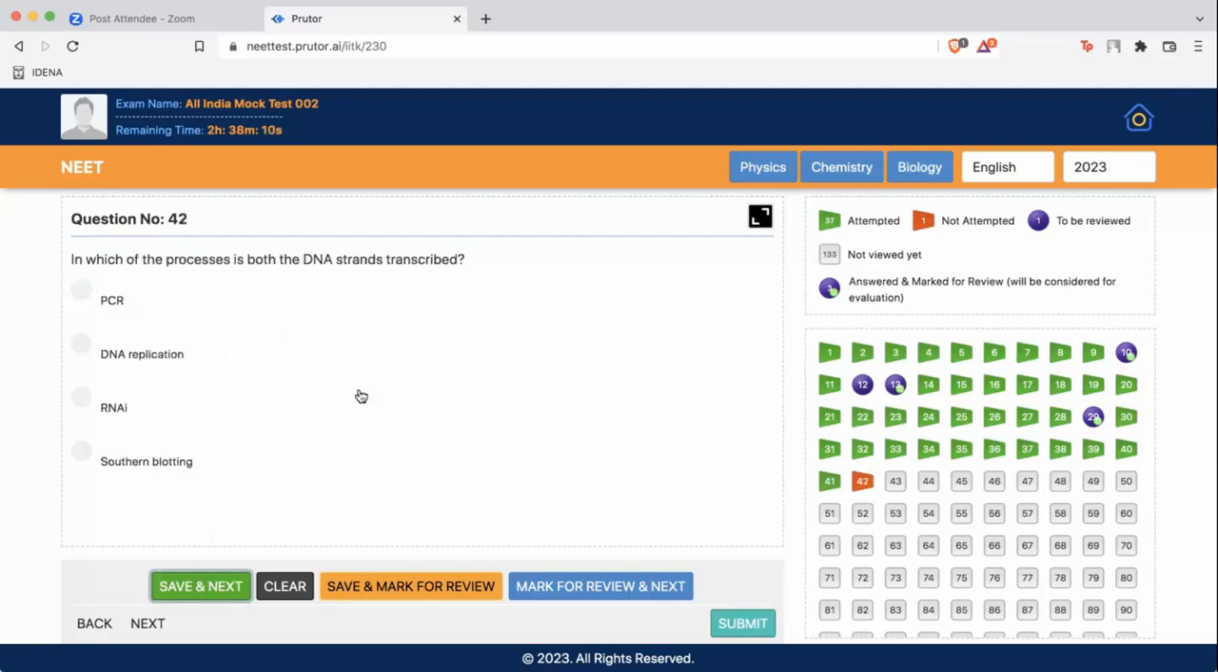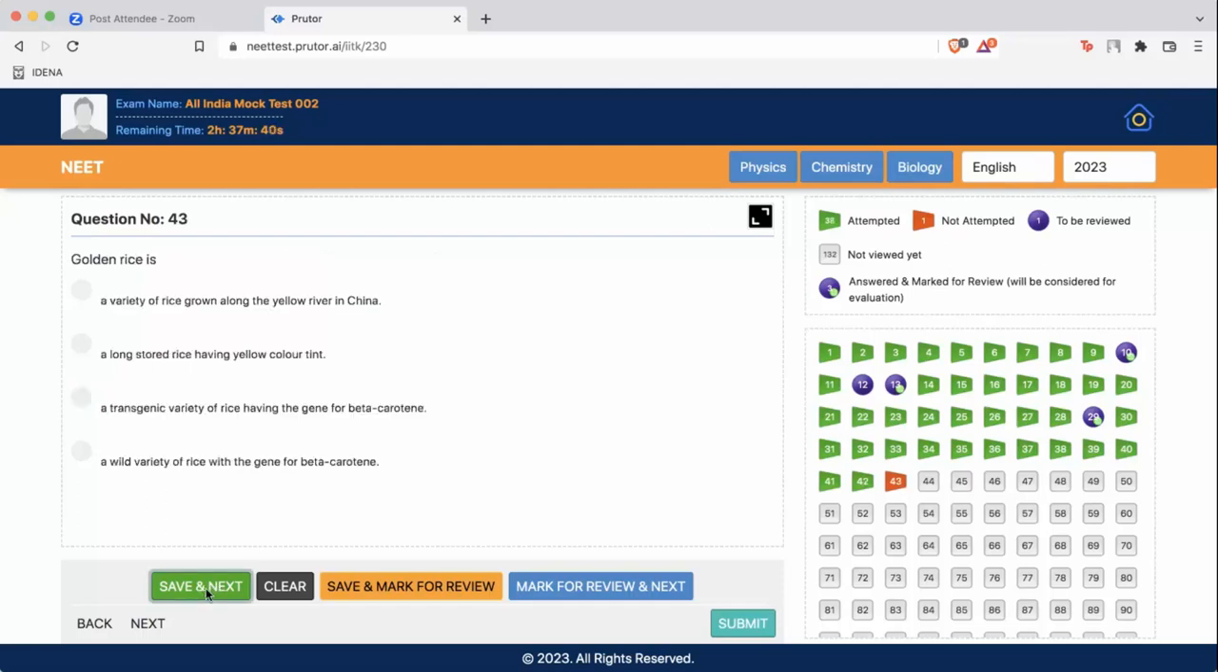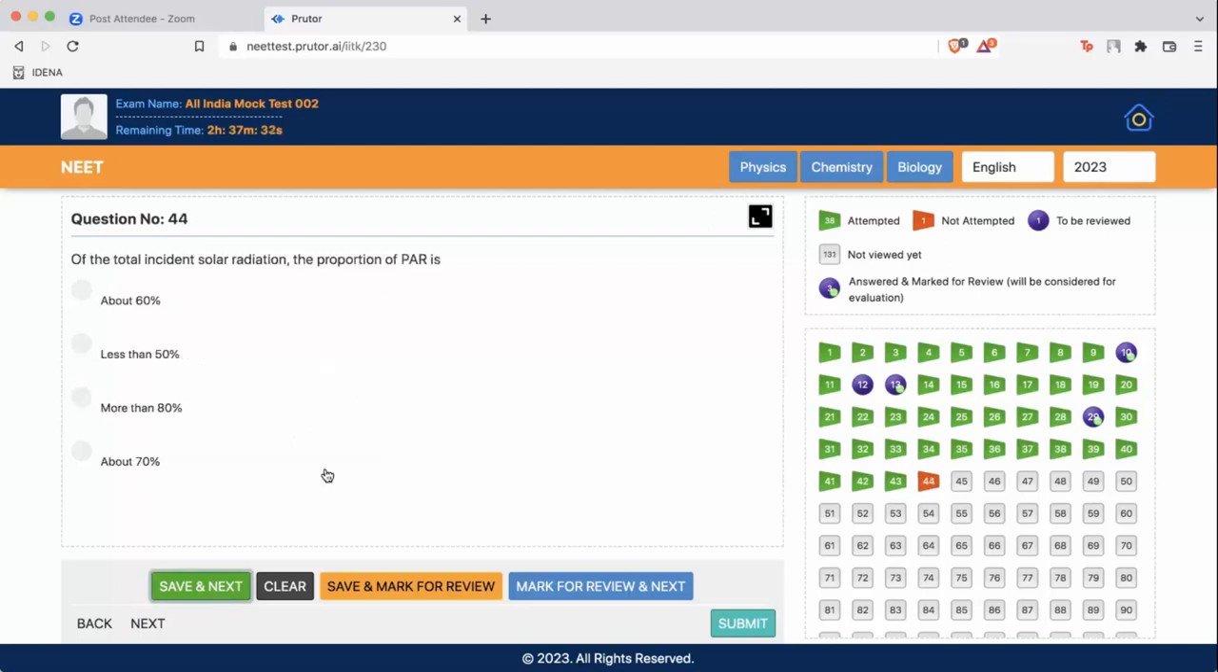In which of the following processes are both the DNA strands transcribed? Not PCR, PCR is in vitro replication. RNA interference, yes, because when DNA is being transcribed into RNA, that is technically an example. Southern blotting is not transcription, that's a DNA hybridization technique. Golden rice is a transgenic variety having beta carotene, good for vitamin A.